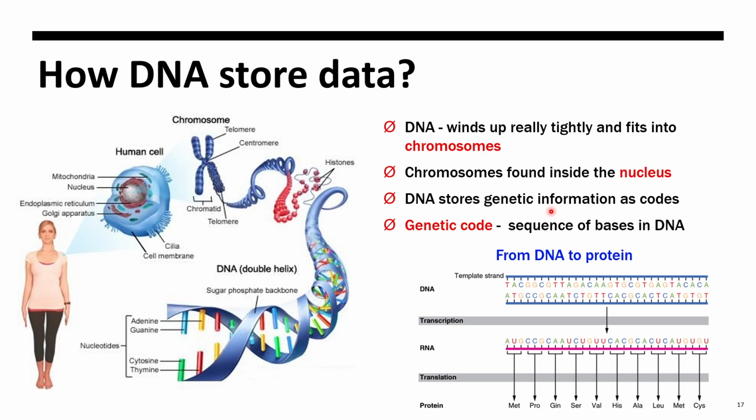DNA stores genetic information as codes. So the way that they store the information is as codes. The genetic code is the sequence of bases inside the DNA. So if you look at this, this is a genetic code, the sequence of bases.